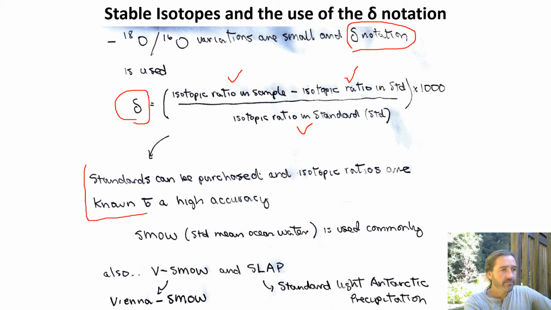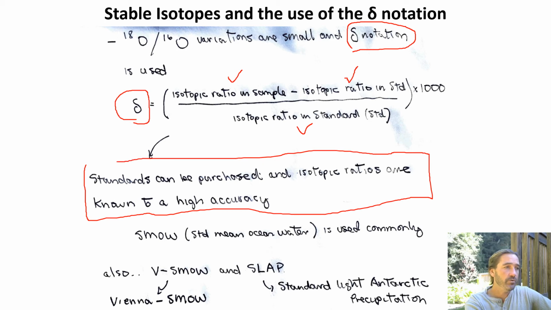So these standards, you purchase them, they cost a lot of money, but what they allow us to do is, no matter who's doing the research, we're all using the same standard, and that's very important. And so the most common one is this SMOW, which is standard mean ocean water. And so again, you purchase it and it's distributed all over the world. All scientists are using it, therefore they can relate their values with other labs.